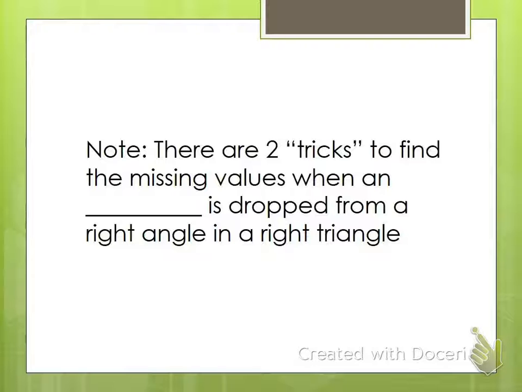There are two tricks, we call them, to find the missing values when an altitude, we talked about those yesterday, is dropped from a right angle in a right triangle. So these diagrams are going to look just like they did yesterday, where we've got one big right triangle split into two smaller, similar right triangles. But this time we are going to talk about a couple tricks that we know instead of having to identify all the similar triangles and think about which sides would match up with each other. Anybody needing more time?